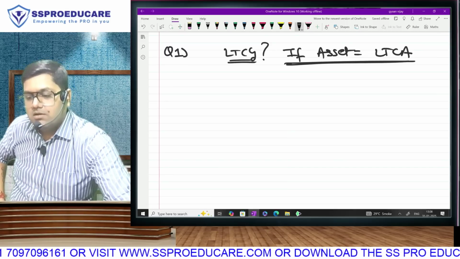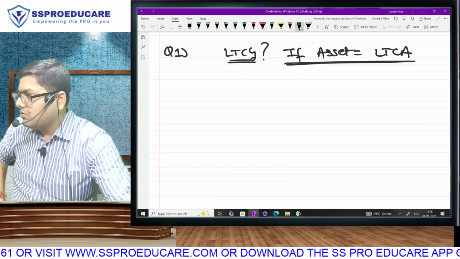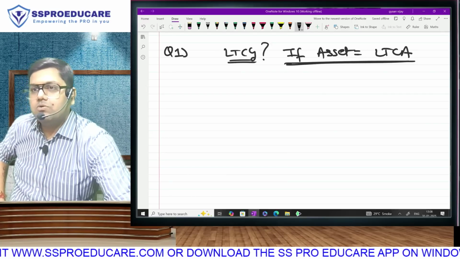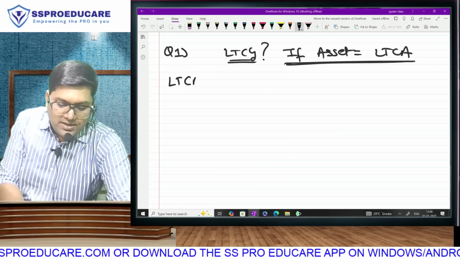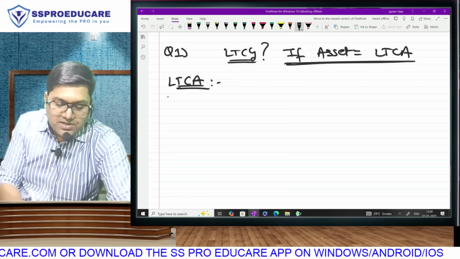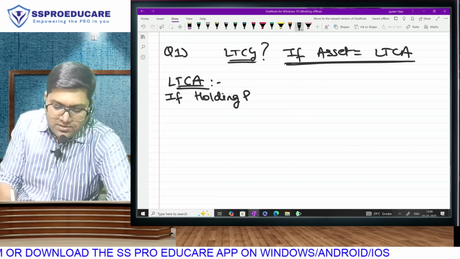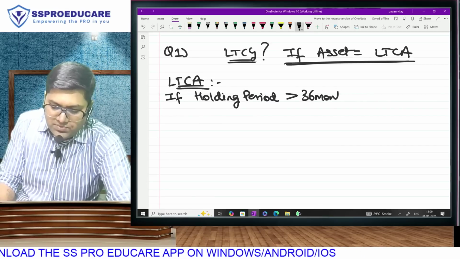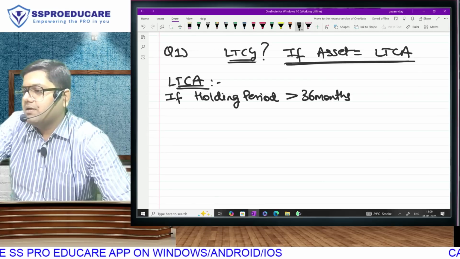Is that clear? Yes, so ladies and gentlemen, if your asset is long term, then your gain will be long term. And if your gain is long term, you are going to be eligible for the 2 tax benefits. So our question is, when will my asset become long term capital asset? My asset will become long term capital asset if my holding period is greater than 36 months.